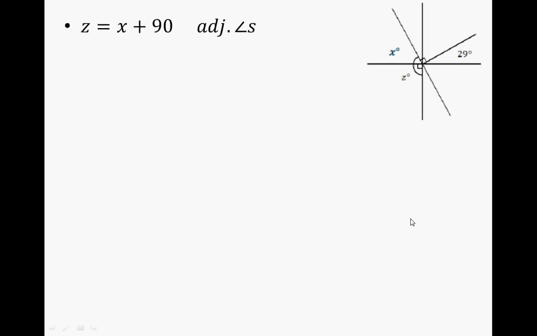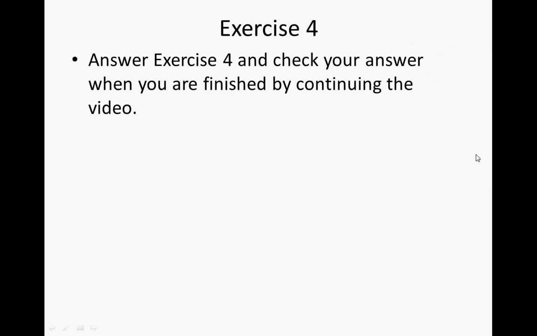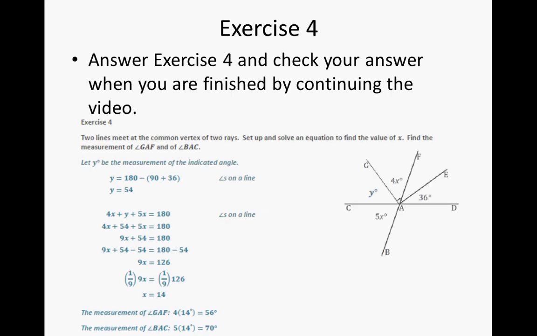Therefore, z is equal to x plus 90 because they are adjacent angles, and z is equal to 61 plus 90, so the entire angle z right here is 151. Using that information, go ahead and try exercise 4 and check your answer when you're finished by continuing the video. All right, you should be done with exercise 4. Pause the video and check your process against the answer key here, and also check your answer.